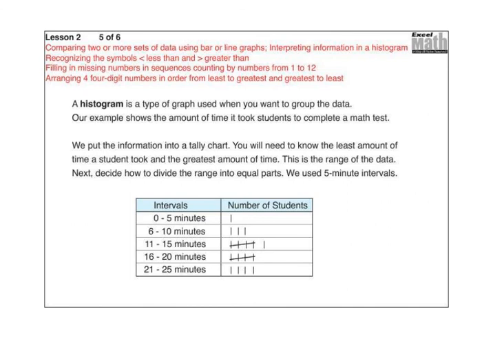All right, and this next kind of a graph, as it tells you here, is called a histogram. It's a type of graph used when you want to group the data. Our example shows the amount of time it took students to complete a math test. We put the information into a tally chart.